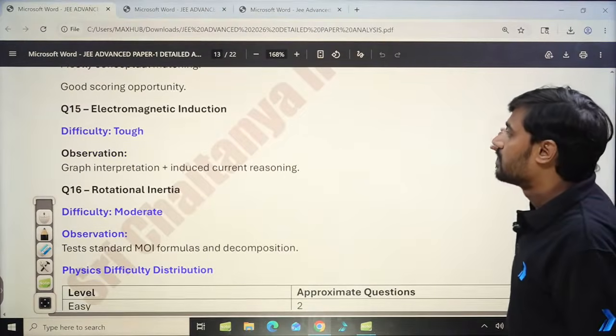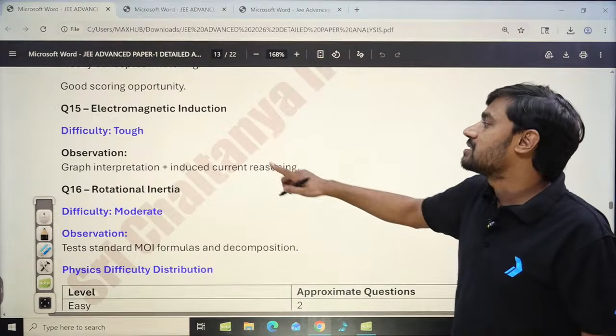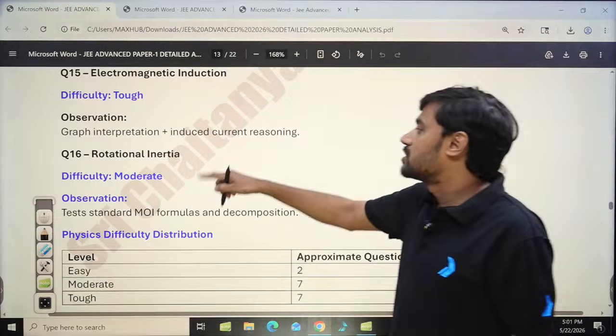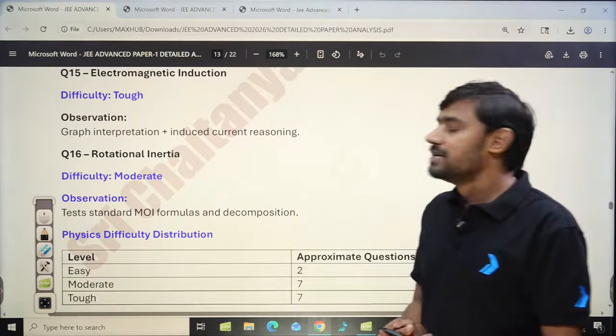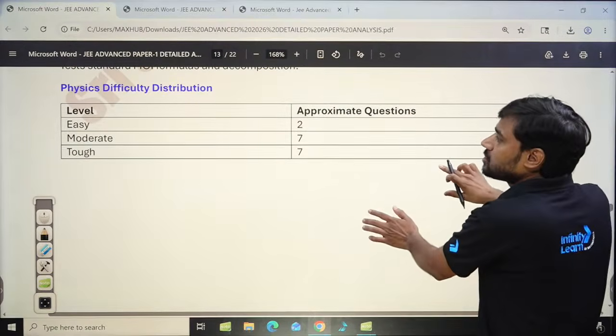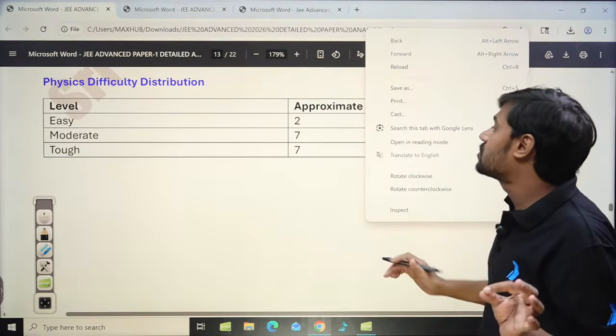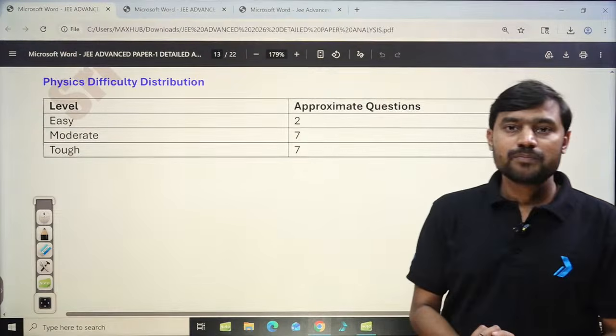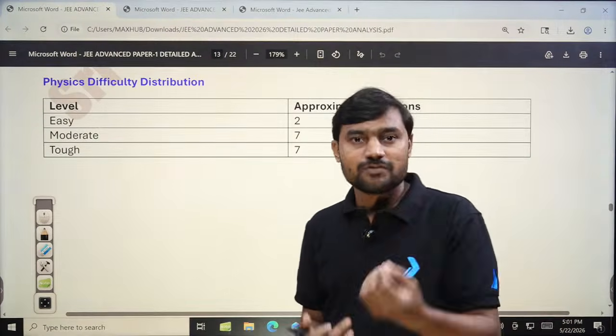Okay, now again, the electromagnetic induction question was on the tougher side. That requires graphical interpretation and induced current reasoning. Overall analysis: there were only 2 easy questions, 7 moderate and 7 tough. So overall, Physics Paper 1 was on the tougher side.